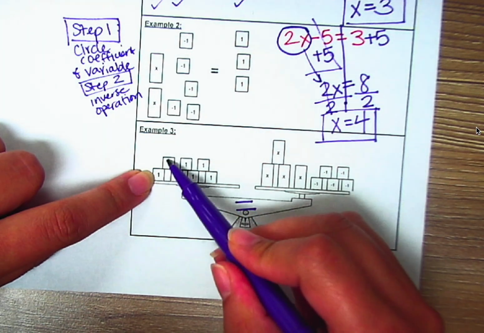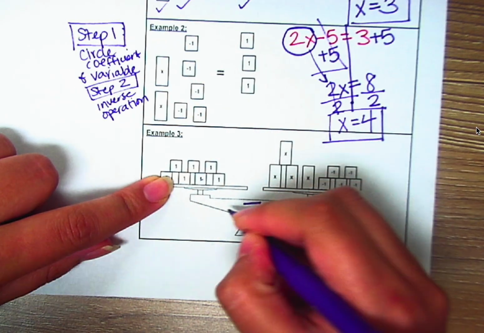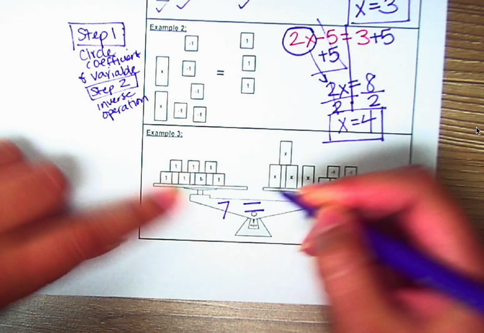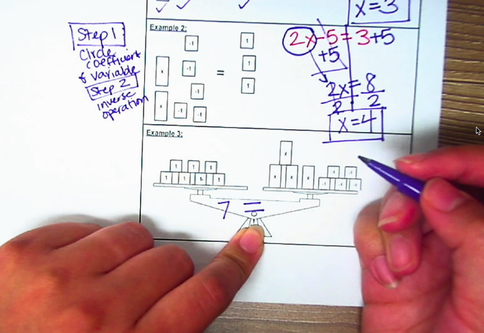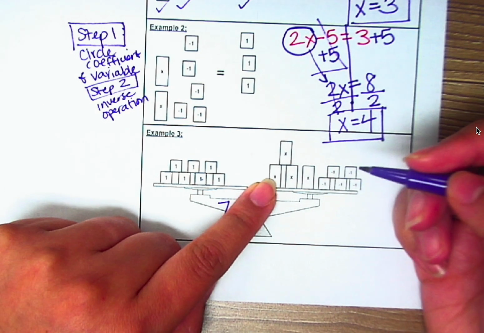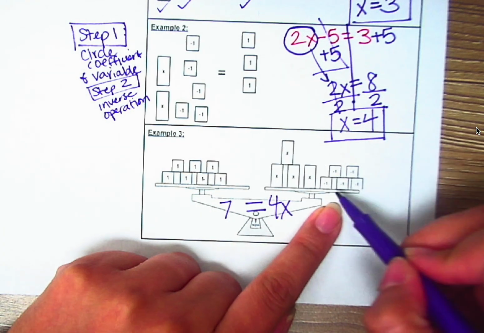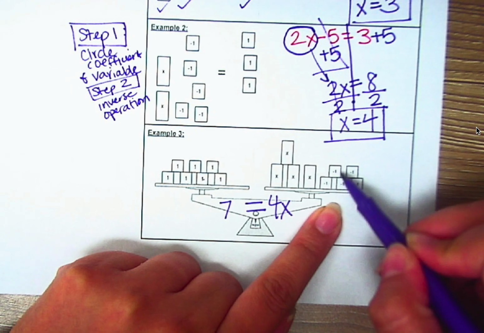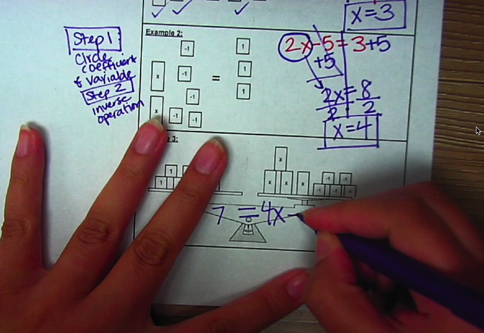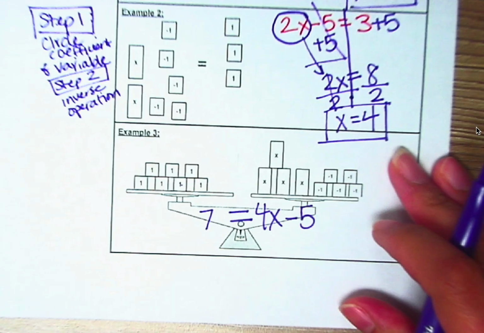We got 1, 2, 3, 4, 5, 6, 7. 7 is equal to 1, 2, 3, 4. But there's an x in there, so it's going to be 4x. We have 1, 2, 3, 4, 5 minus 5. There's a negative in front of that, minus 5.